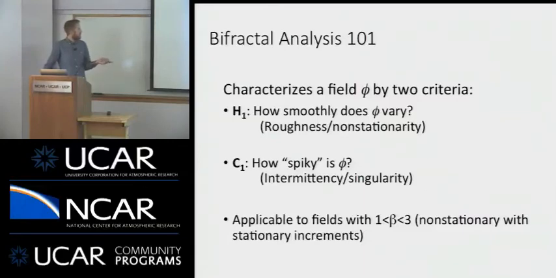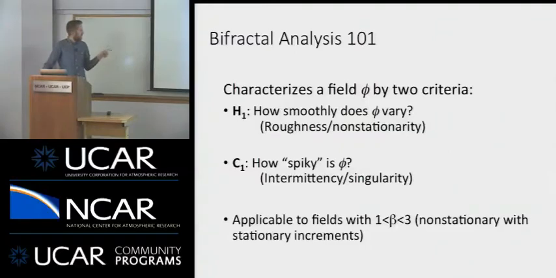One of them is called H1, and essentially what we're getting at is how smoothly does our field vary? How rough is it? To put it in geometric terms, how rough is it? To put it in statistical terms, to what degree is it statistically non-stationary? And the other criterion is C1, or how spiky is our field? And this is getting at how intermittent is it, or to what extent does it exhibit singularities?